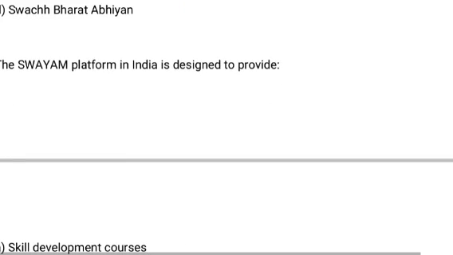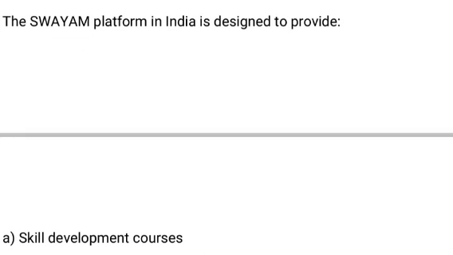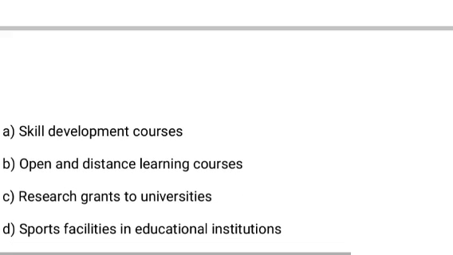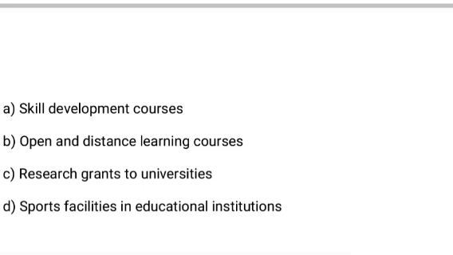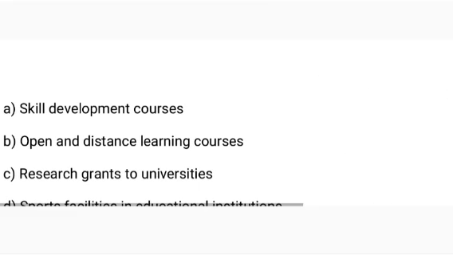Next, the SWAYAM platform in India is designed to provide what? Skill development courses, open and distance learning courses, research grants to universities, sports facilities in educational institutions. So it will not be academic, skill development, sport facility. Wait, I am trying to search it. Yes, open and distance learning courses. This will be correct.